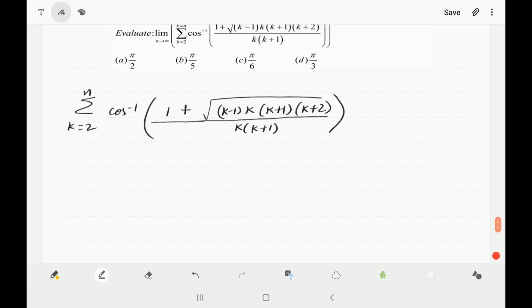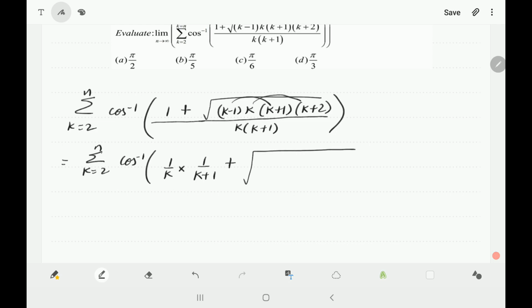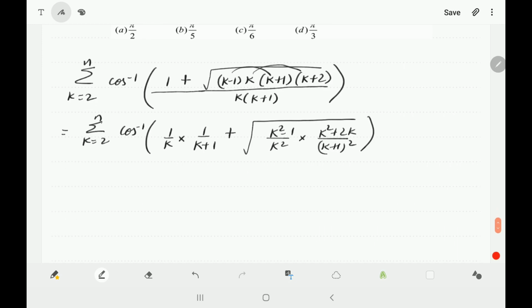So I just wrote down this term. Now what I will do is, can I write this term as the summation k from 2 to n of cos inverse of 1 by k into 1 by k plus 1 plus, now I will be multiplying these two terms, k minus 1 into k plus 1 and k into k plus 2. So we will be having under root of k square minus 1 divided by k square into k square plus 2k divided by k plus 1 whole square. Okay, so this is our summation.